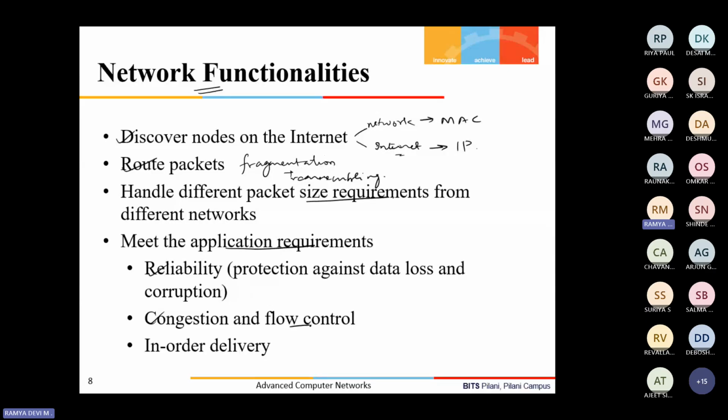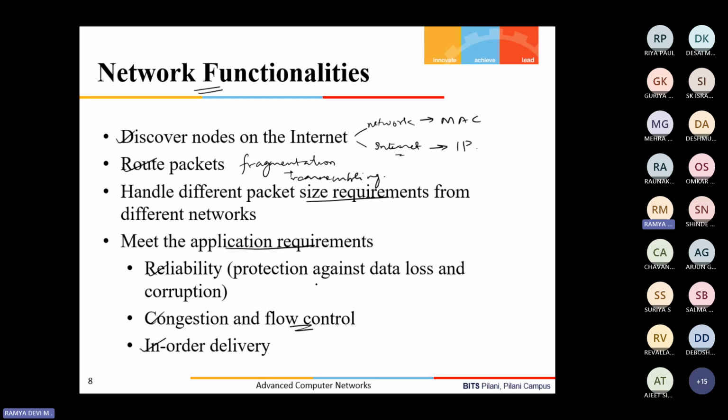Another one is flow control. You have to match the flow between the sender and receiver. If I have an overwhelming sender and a slow receiver, it is like my bottle size is 1 liter but I'm pouring 1.5 liters, so half a liter will be wasted. So you want to match the speed between the sender and receiver.